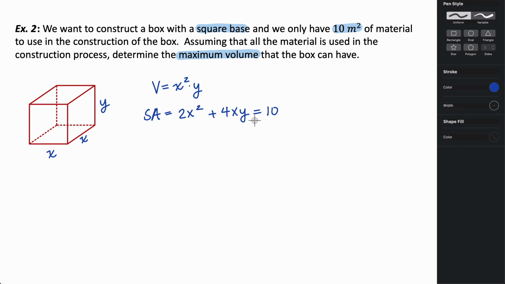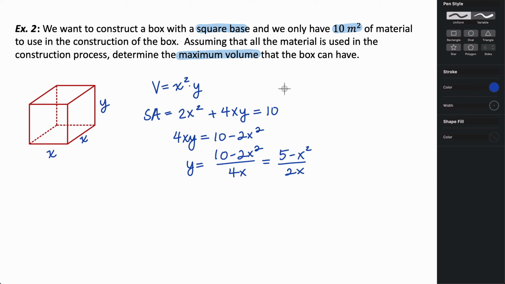So if I subtract 2x squared from both sides, I get 4xy equals 10 minus 2x squared. Divide by 4xy, we get that y equals 10 minus 2x squared divided by 4x. And then we can simplify everything by a factor of 2. So we have 5 minus x squared all over 2x. This is y. So we can go ahead and plug that back in to our volume equation to figure out what the new volume would be.